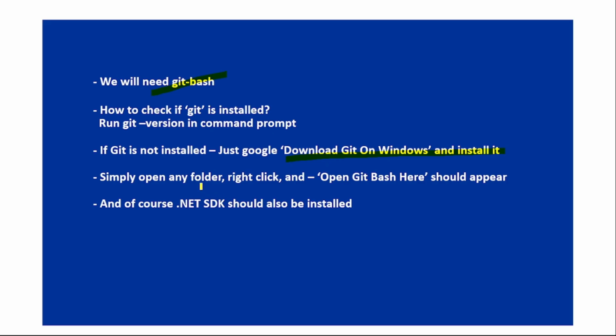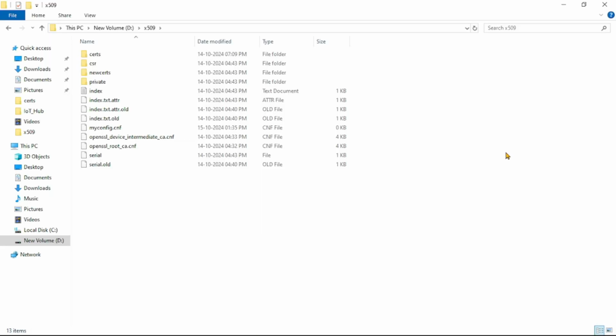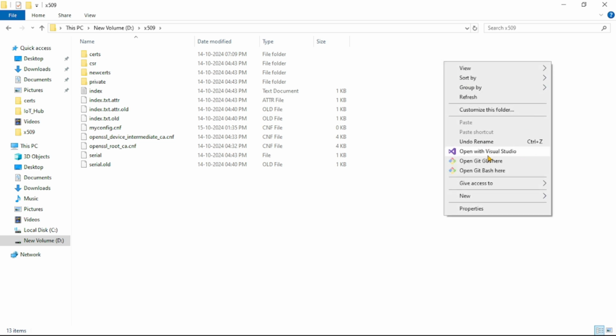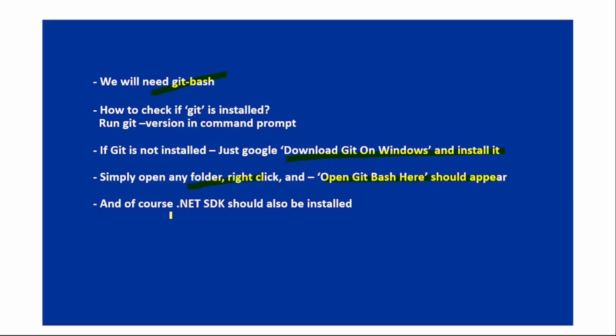Once you have installed git, you can open any folder, right click over there and this option, that is open git bash here, should appear. Let me show you. Again I have opened one of the folders on my local machine. I will simply right click and here you can see this open git bash here. So this option should appear for you. And of course the .NET SDK should also be installed, and I assume you have it.